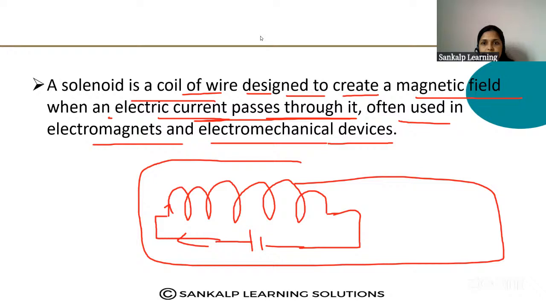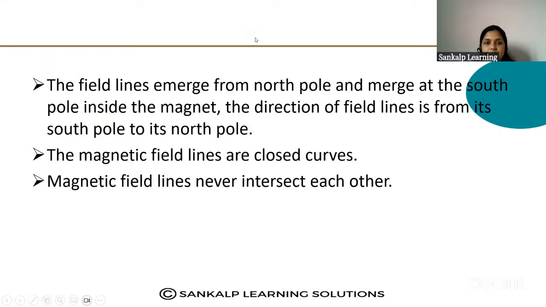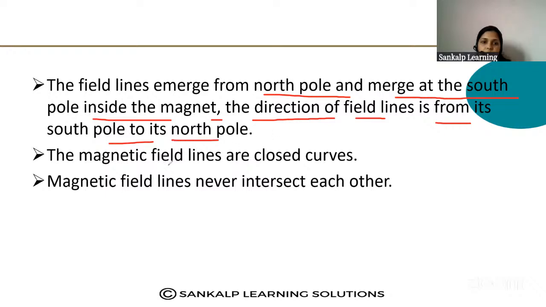Second question: write the properties of magnetic field lines formed around a current carrying solenoid. The solenoid acts as a bar magnet, and its magnetic field lines have the same properties as those produced around a bar magnet. The field lines emerge from the north pole and merge at the south pole. Inside the magnet, the direction of field lines is from the south pole to the north pole.